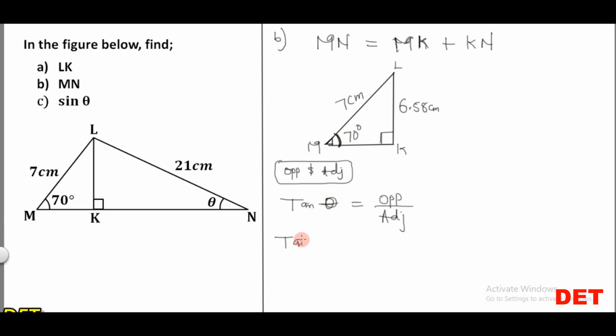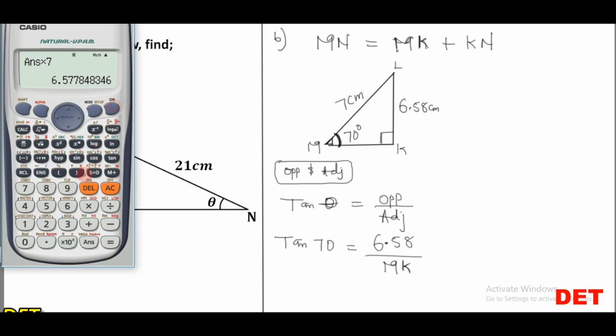Alright, so my theta is what? 70. So that is tan 70 is equal to, what is my opposite? My opposite is the side facing this acute angle, and that is what? 6.58. So that is 6.58 divided by what? The adjacent. The adjacent is what I'm looking for, and that is what? Your MK divided by what? MK.